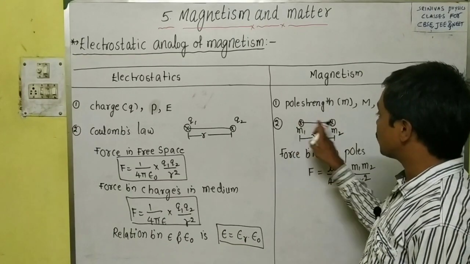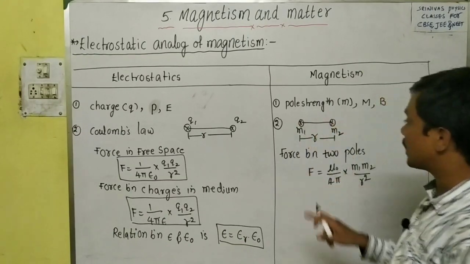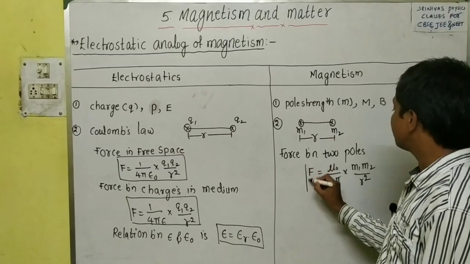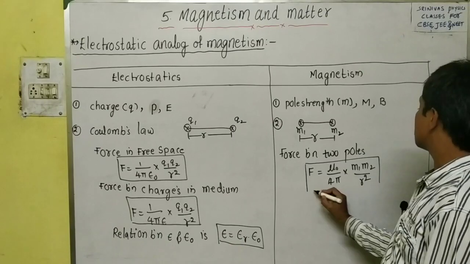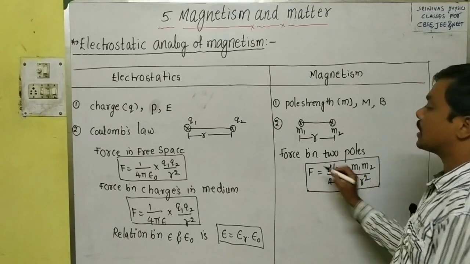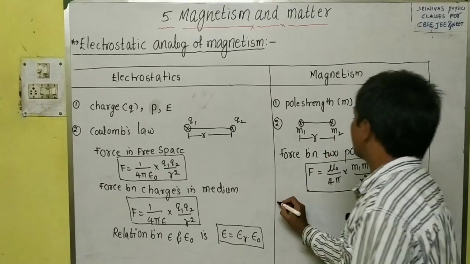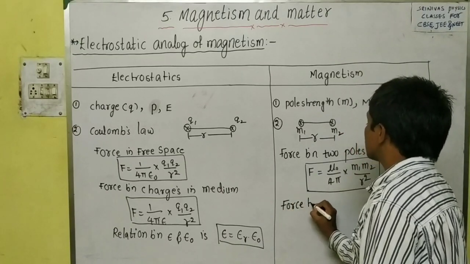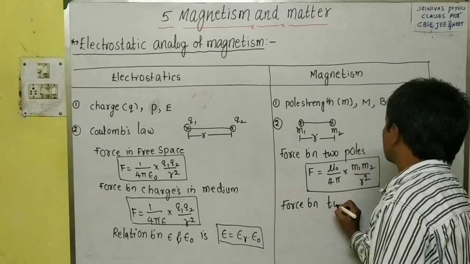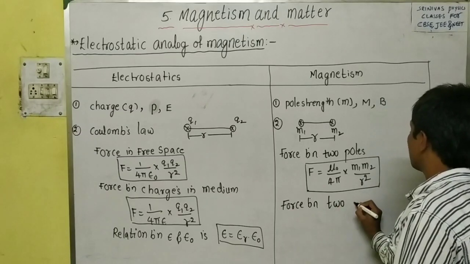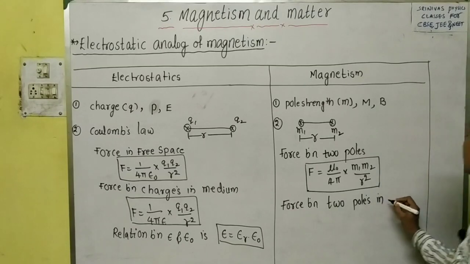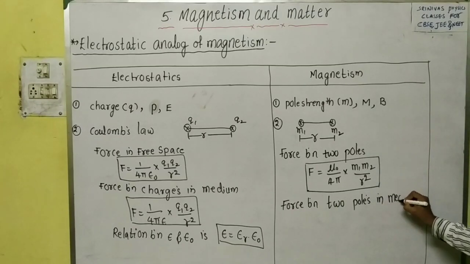This is the north pole, this is the south pole. The two poles either attract or repel each other, that attraction or repulsion force. This is Coulomb's law in magnetism, we will say. And next, the force between the two poles in some medium.